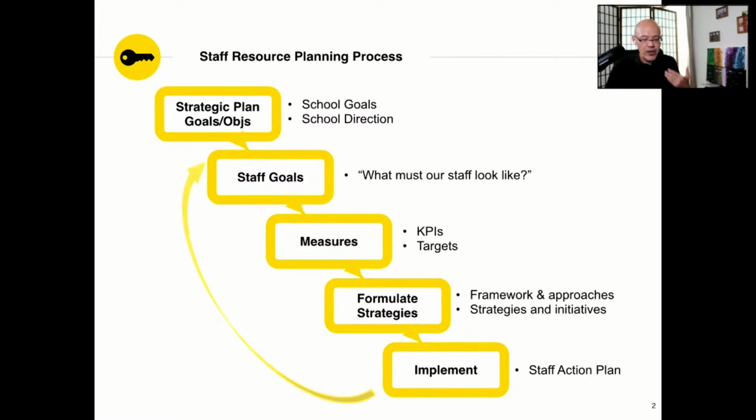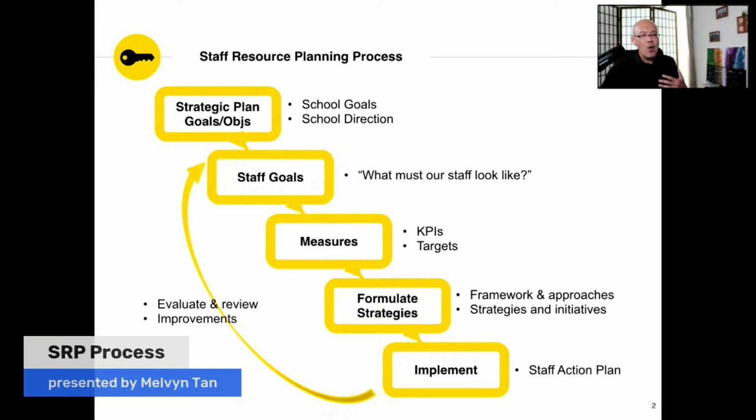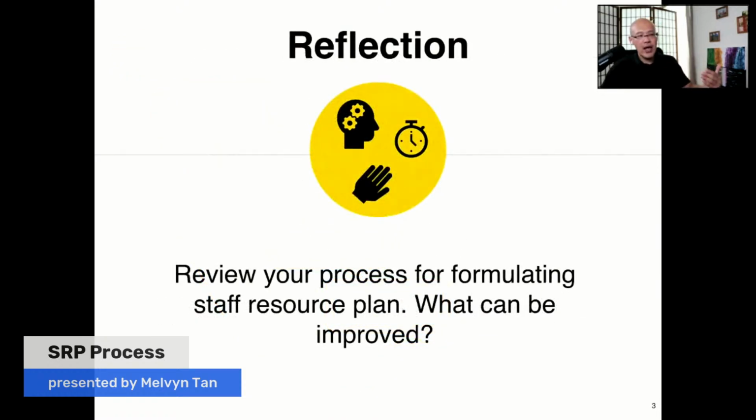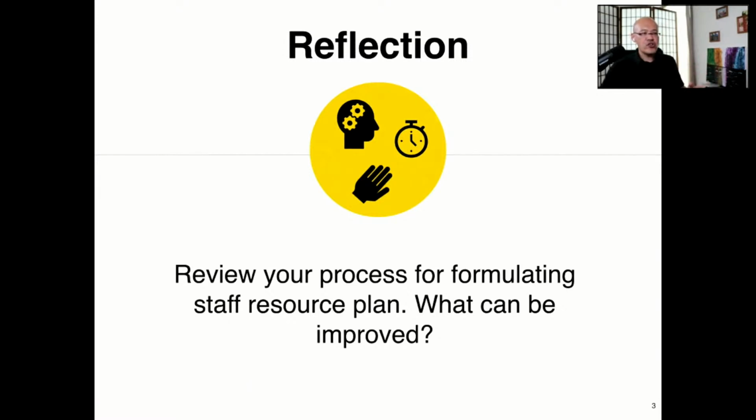And of course, once you have the action plan, at the end of every planning cycle it is always best practice that you evaluate and review your plans as well as your process. And in the process of doing so, you would definitely be asking yourself, what kind of improvements can we have? And that's exactly what I would like you to do next as you are looking at your own process for formulating your staff resource plan, right?